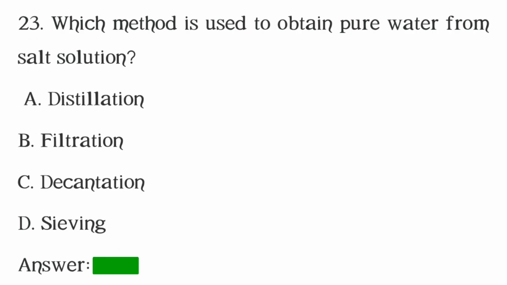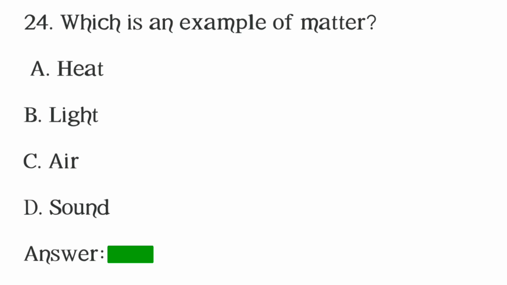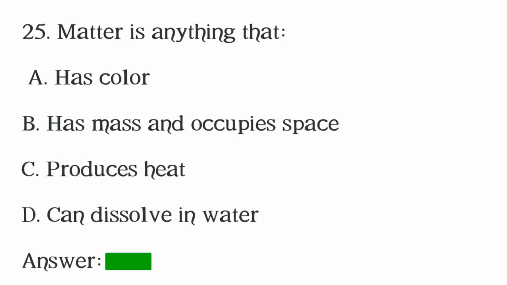23. Which method is used to obtain pure water from salt solution? A. Distillation. B. Filtration. C. Decantation. D. Sieving. Answer, A. 24. Which is an example of matter? A. Heat. B. Light. C. Air. D. Sound. Answer, C. 25. Matter is anything that A. has color, B. has mass and occupies space, C. produces heat, D. can dissolve in water.